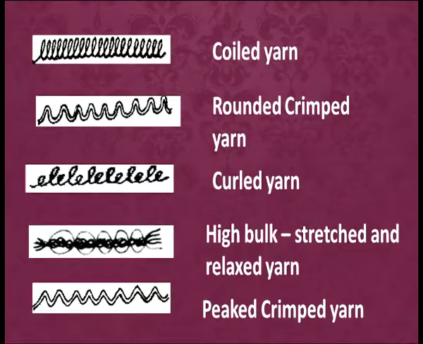Yeah. So there are some more examples of special yarns that we have. We can see coiled yarn, a rounded crimped yarn, curled yarn, high bulk stretched and relaxed yarn, or bead crimped yarn. So these are all examples of complex yarns that we have. We use complicated, complex machineries to create those effects in yarns and to make those effects in the fabrics that we have.